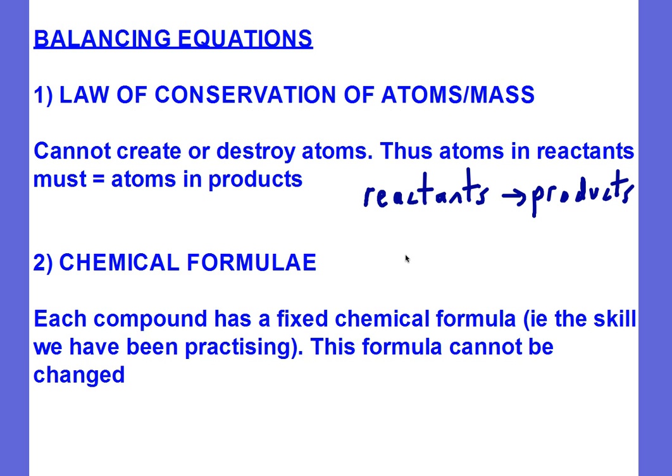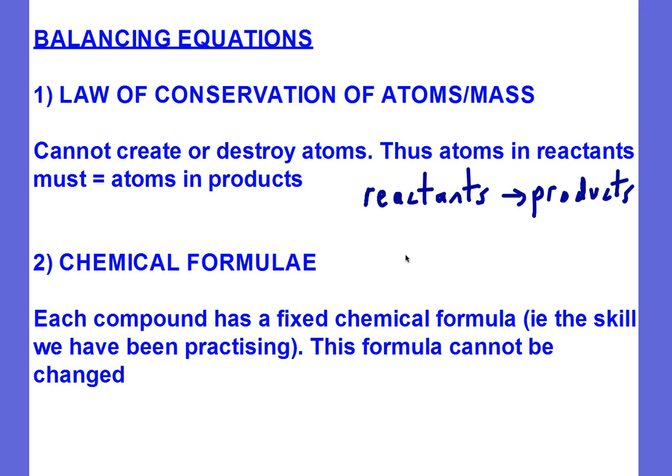I've been asked for some help with balancing equations, and I thought I'd put a video together to see if I could do that via video. Two things you need to be aware of when balancing chemical equations is, first of all, the law of conservation of atoms, or law of conservation of mass, and that is you can't create or destroy atoms in a chemical reaction, and therefore the atoms in your reactants must be exactly the same as the atoms in your products. The atoms can rearrange, but you can't create or destroy atoms.